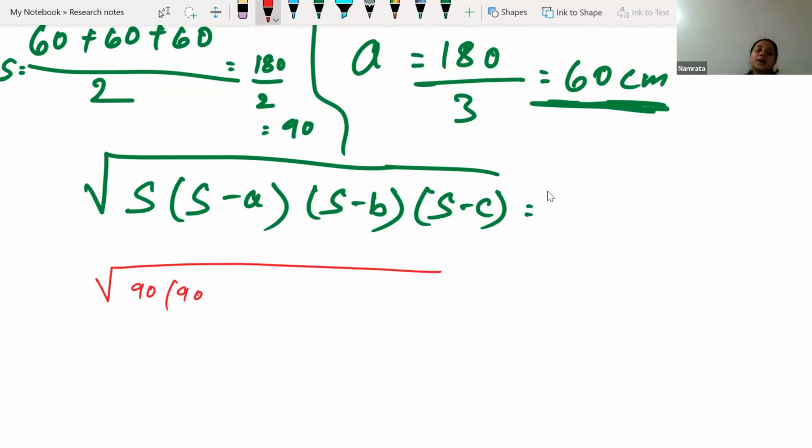S minus A, 90 minus A is 60. Again 90 minus B is also 60. 90 minus C is also 60, because we are dealing with an equilateral triangle. Is it clear to everyone? Yes, ma'am. So this is how we will be finding the area. The square root calculation I am leaving for you: check the pairs and take them out from the root sign. You have to check it and find the final answer by yourself. Can we move ahead? Yes, ma'am. Let's take the next question.